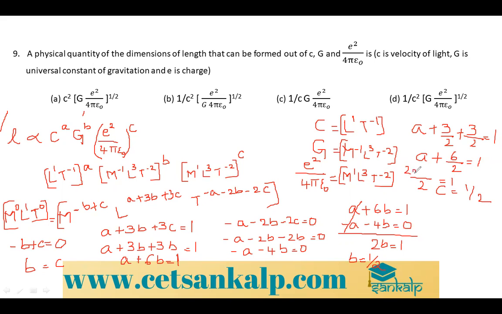So LCM is 2, equal to 1. So 2a plus 6, cross multiply. So 2a plus 6 is equal to 2. So 2a is equal to minus 6 plus 2, which is minus 4. So 2a is equal to minus 4. So a is equal to, you can write, minus 4 by 2, which is minus 2. Okay.